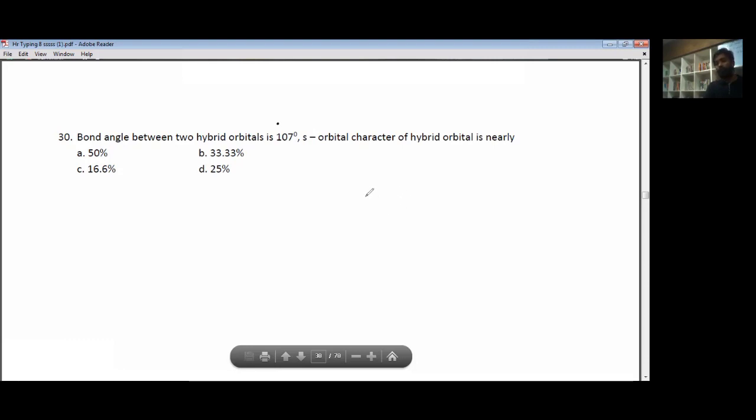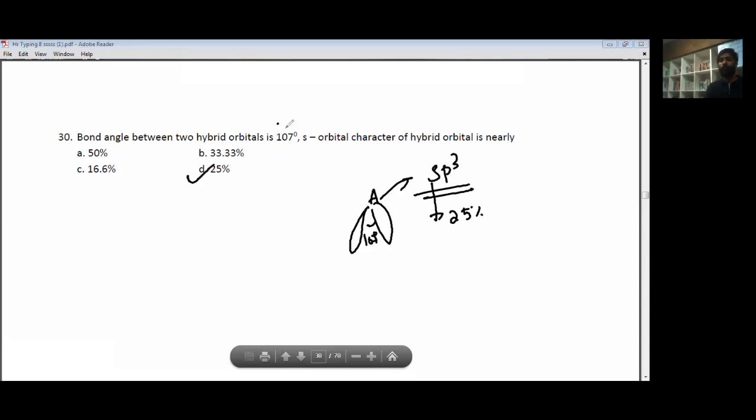The next: the bond angle between 2 orbitals is 107 degrees. If the bond angle is 107 degrees, then it has an ammonia-like pyramidal shape. For the pyramidal shape, the hybridization will be sp3, where the percentage of s character is 25%. So the choice is D.